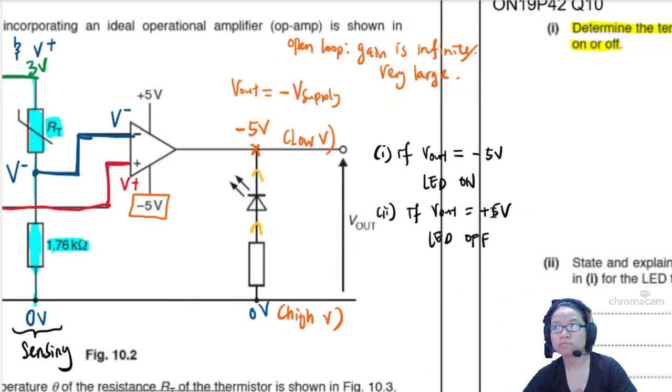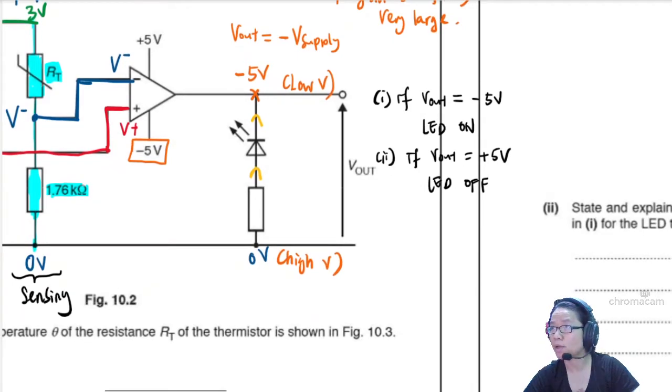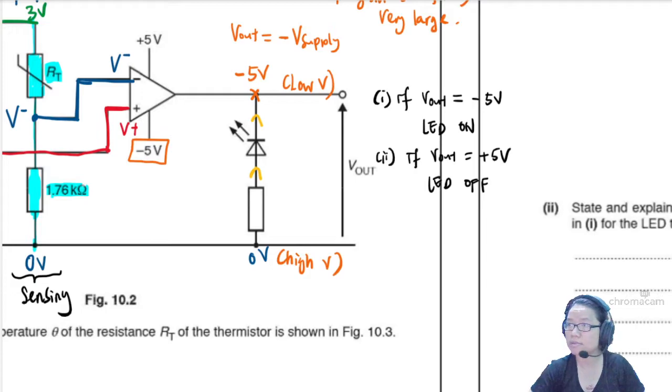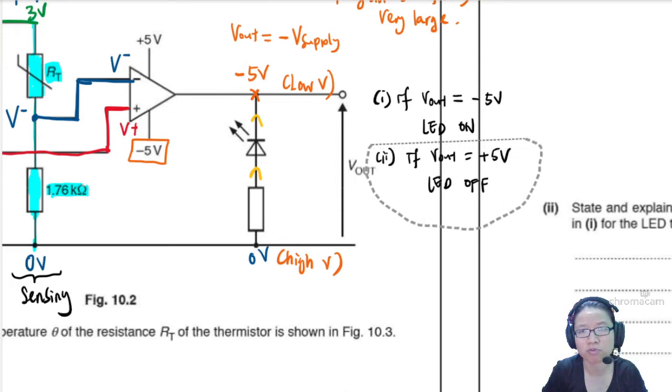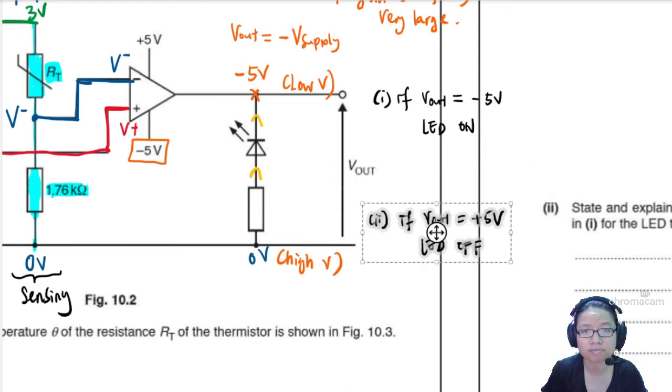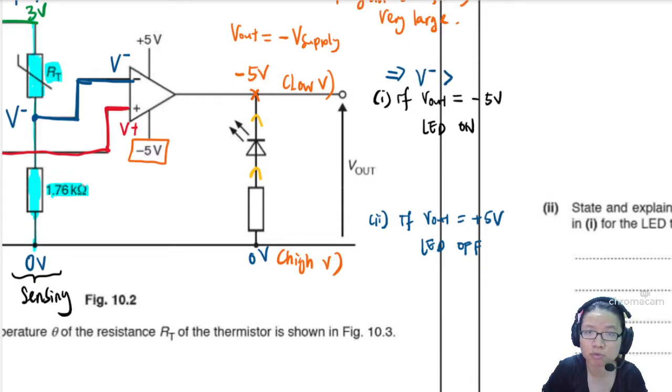So I guess I would write that down as well for us. Let me close this. I can say that V out is equal to negative 5 and LED is on. This is the kind of preliminary analysis that some of you might want to do before you answer the question. In this case, if V out is negative 5, this implies that V minus, which is the inverting input, is bigger than V plus. Whereas if your V out is positive, V minus is less than V plus.